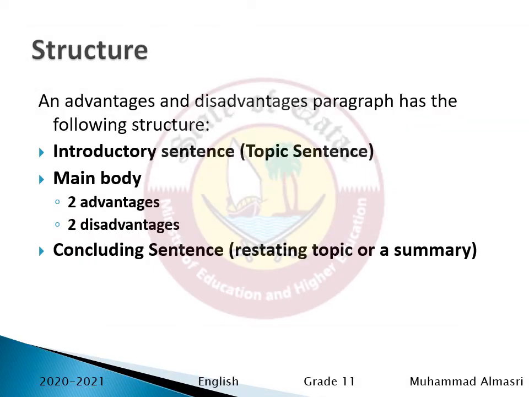Structure. An advantages and disadvantages paragraph has the following structure. Part 1. Introductory sentence or topic sentence. Part 2. Main body, which includes 2 advantages and 2 disadvantages. Part 3. Concluding sentence, in which we state our opinion or a summary.